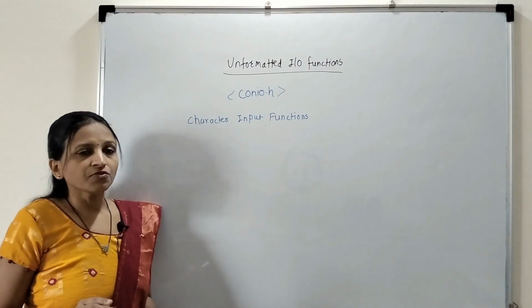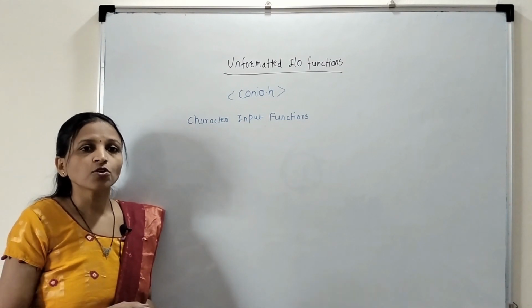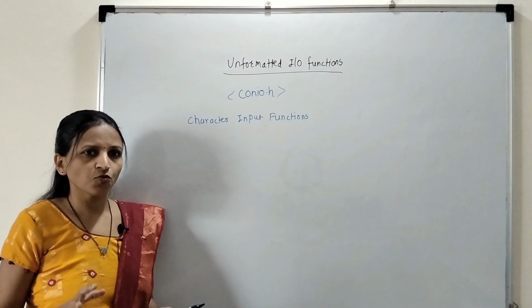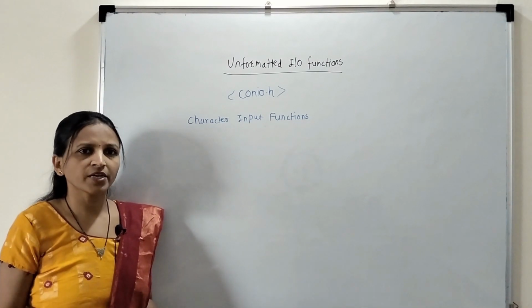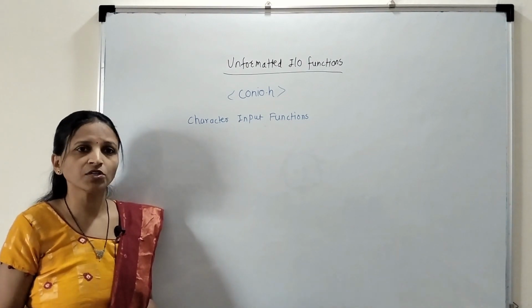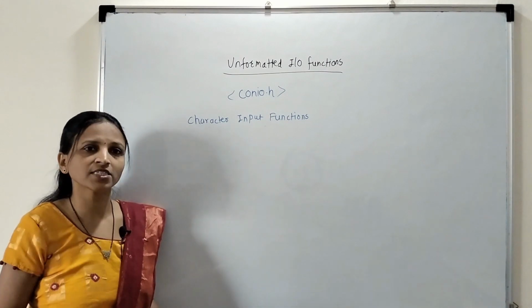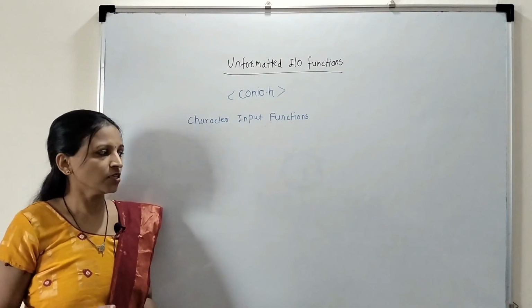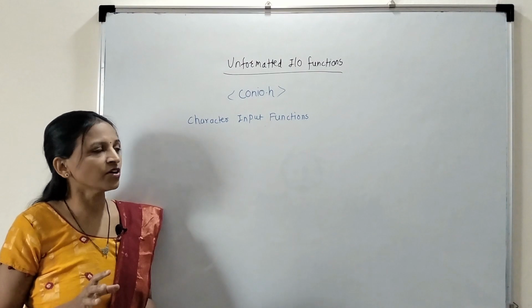Now all these functions are written in the conio.h header file. Means suppose you want to use any of the unformatted IO functions, then we first have to include this conio.h header file in our program. Then only you can use that function.